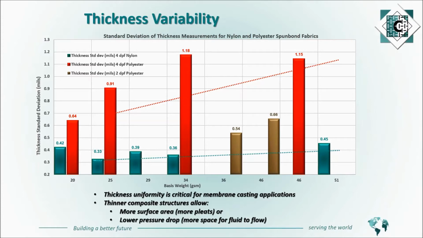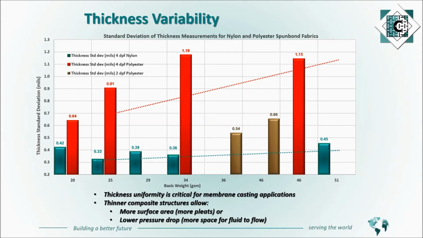Again, looking at it from a 2 DPF standpoint, the 2 gold bars, you'll see that the variation with our product is substantially better. The important characteristics for thickness, especially in membrane casting applications where you're using the substrate to cast the membrane on top of it, is that a uniform product creates a much more uniform membrane being formed on that substrate.